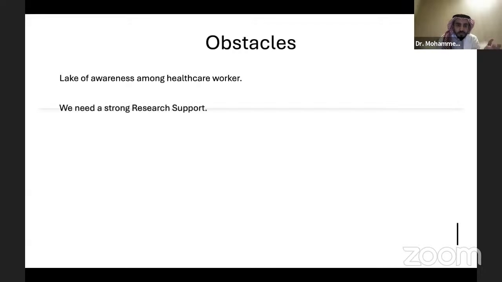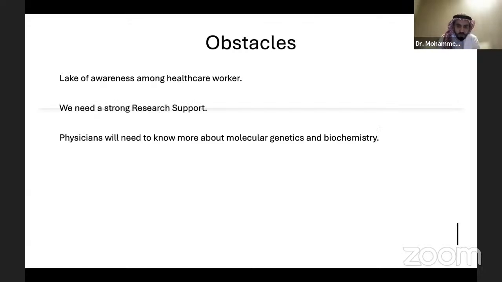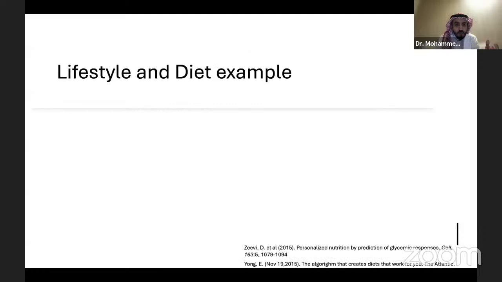The obstacle usually is that we don't have strong research support, and most of our education in the healthcare system is not geared toward these advances in science. We're really lacking, as physicians, in understanding these concepts and applying these data in a meaningful way.